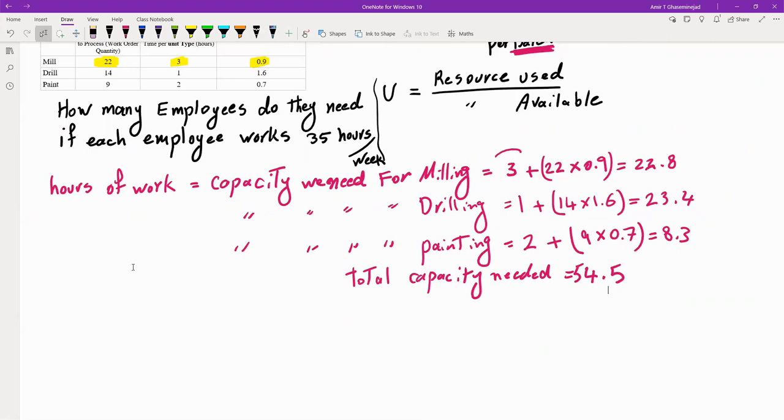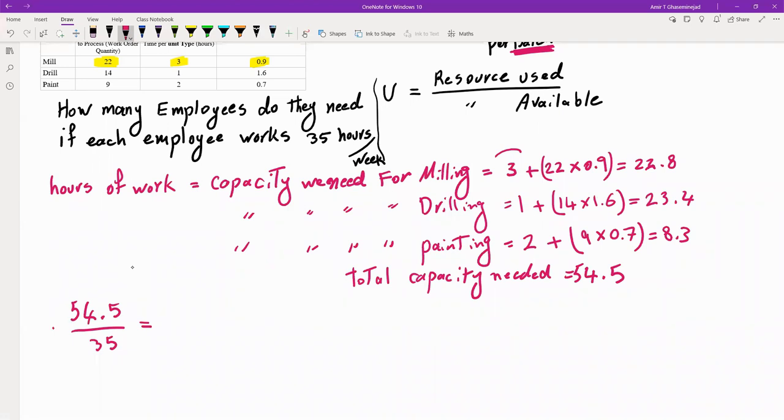per division. So, we don't. No, there is no division in this. I will do another question for you based on divisions, but here it's like a shared or pooled work environment. So they are pooling their resources into all of these tasks. Now, the question is how many employees we need. To find that out, we will divide 54.5 divided by 35. For every employee, we will get 35 hours of work capacity.